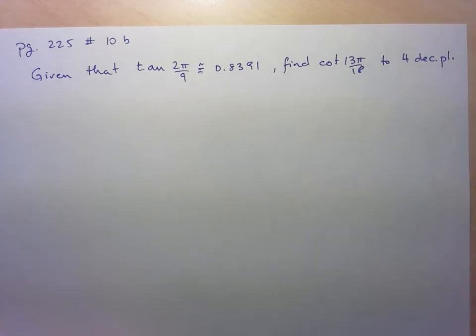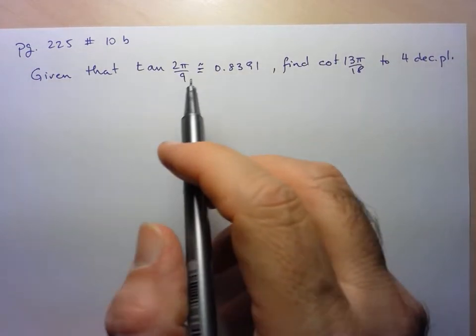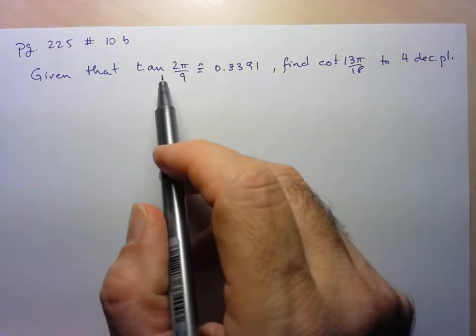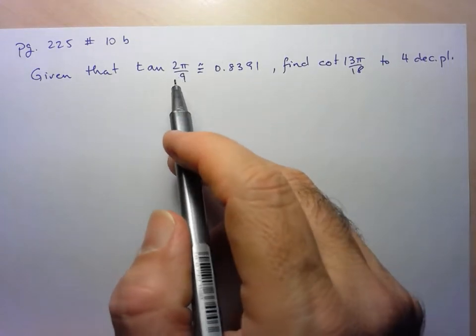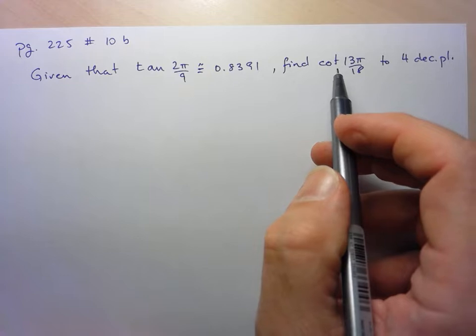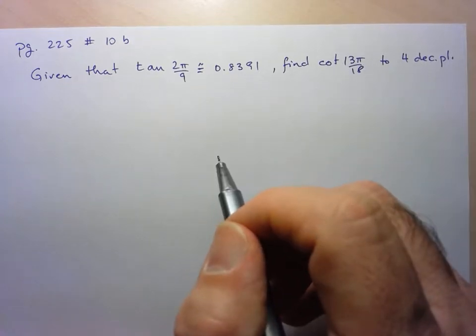Hi folks, we're going to take a look at 10b from page 225. Here they're giving us a piece of information. They're actually giving us an approximation for tangent of 2 pi over 9, and they want us to use this approximation to come up with an approximation for cotangent of 13 pi over 18.